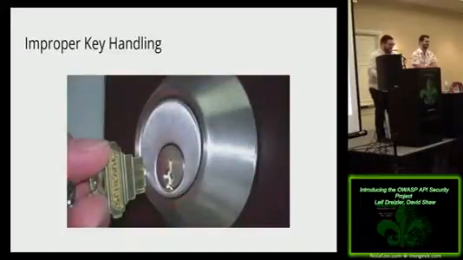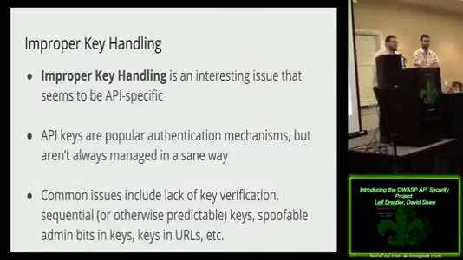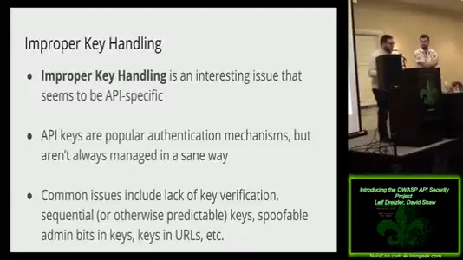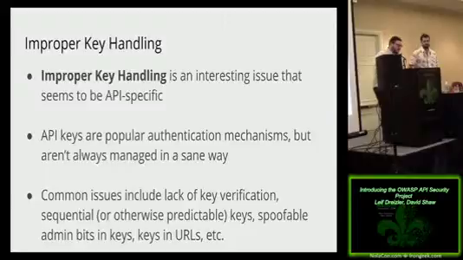Improper key handling is kind of cool because it's unique to APIs. I gave Leif credit for this image. This is pretty great. Improper key handling. Basically, it's API specific in that generally web applications aren't manually giving you keys to use, right? I mean, you could say, all right, well, there's cert pinning, sort of, HSTS, things like that, but really it's sort of API specific. API keys, for those of you who may not have implemented an API, are basically popular authentication mechanisms, but aren't always managed in a sane way.